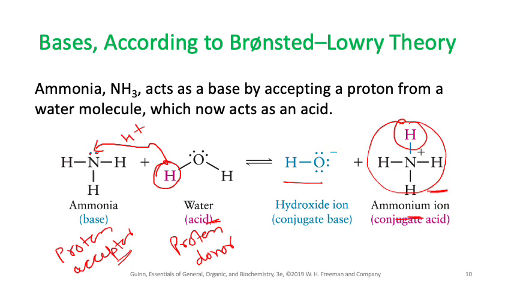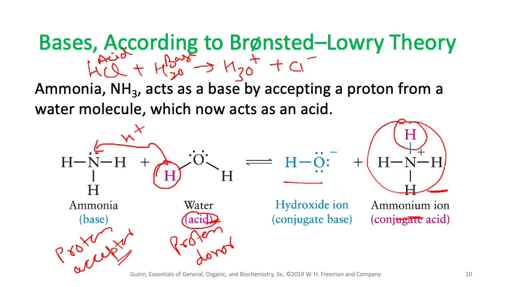But one more important thing between the two reactions. In the previous reaction, we reacted HCl with water to get hydronium ion and chloride ion. In that slide, water is acting as a base, if you remember, and HCl is acting as an acid. But now in this reaction with ammonia, water is acting as an acid. So how is it possible? In the previous reaction, water is acting as a base. In this reaction, water is acting as an acid.